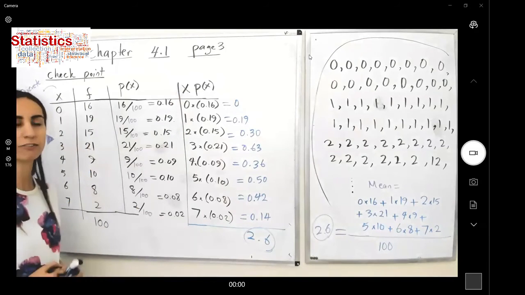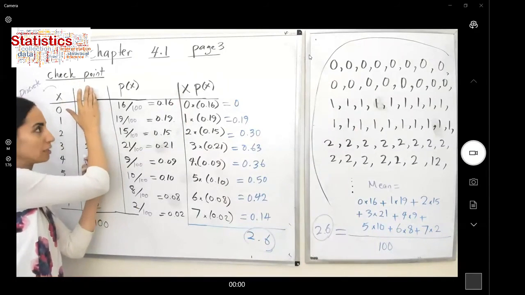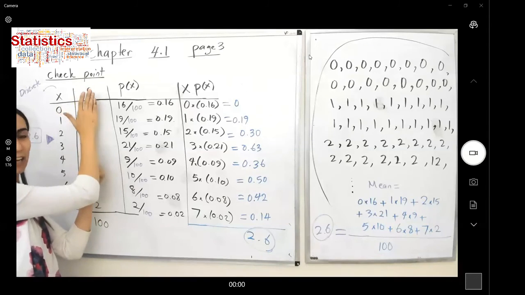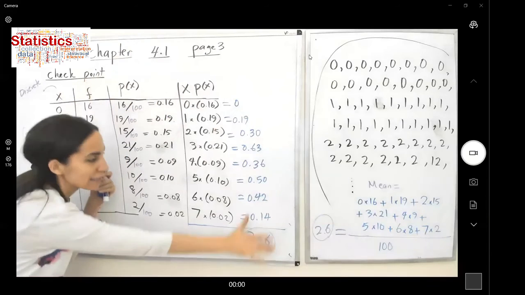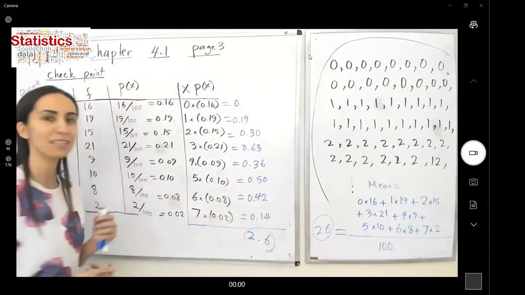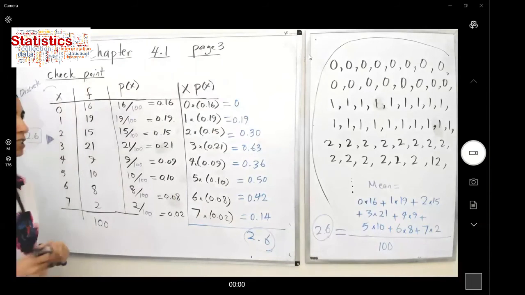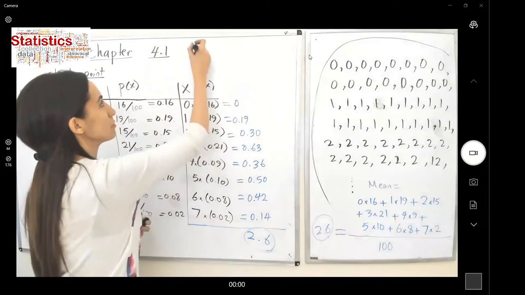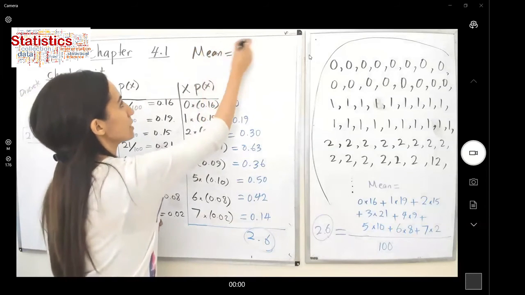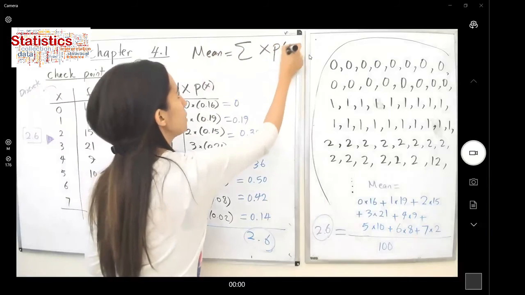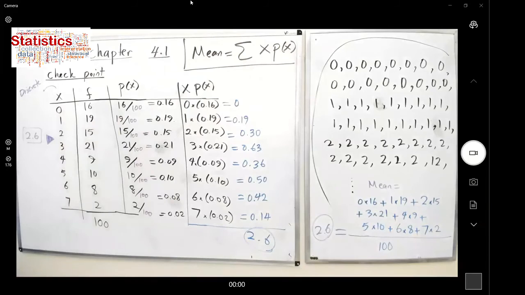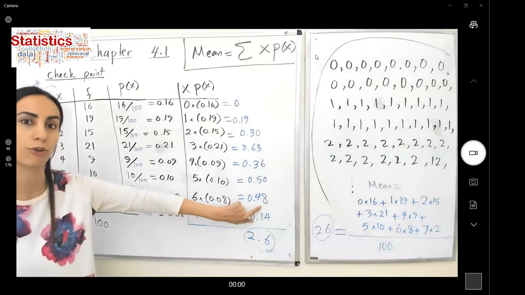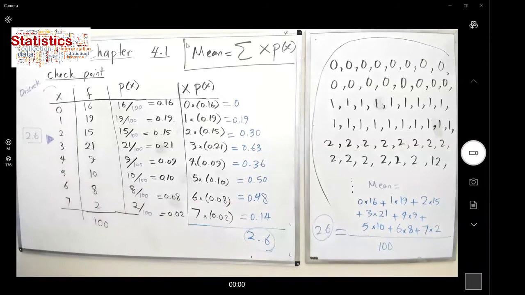If you don't have the frequency, suppose the frequency is missing, you only have your x and p of x. To find the mean, you multiply each x by p of x, add them all together to get the mean. So the formula for the mean is the sum of x times p of x. Record this. Thank you, Fabiana. Guys, this is 48, not 42. Please correct that.